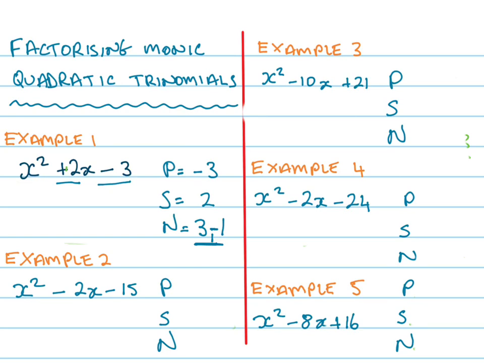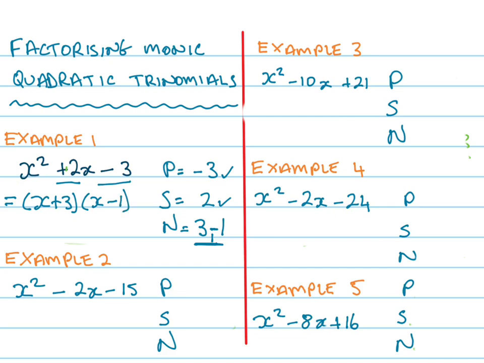Let's just confirm. 3 times negative 1 is negative 3. That checks out. 3 plus negative 1 is 2. That checks out. Once I've got my numbers, I simply write equals x plus 3 bracket x minus 1.